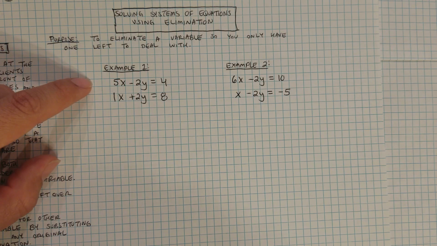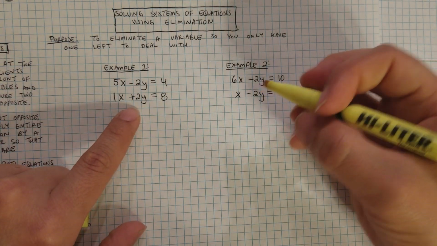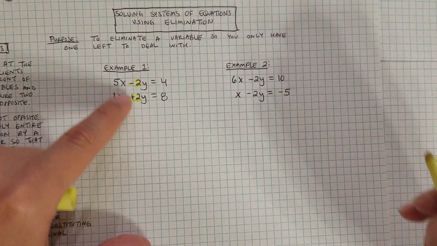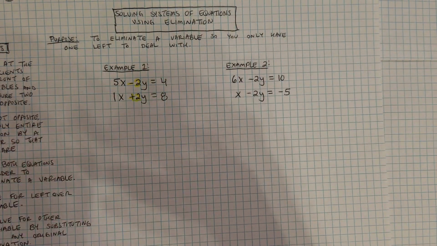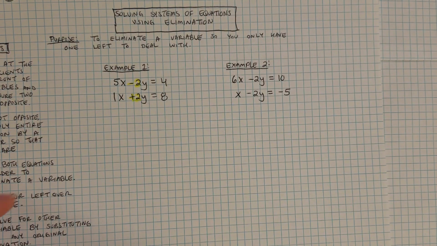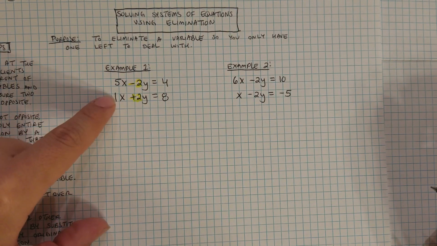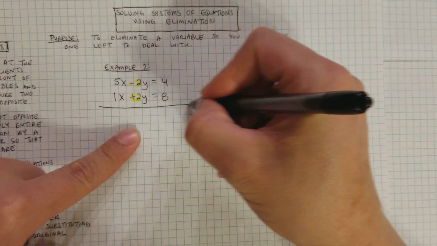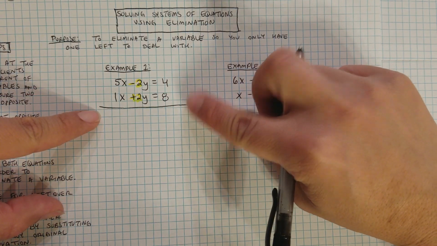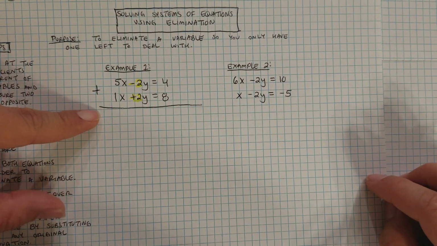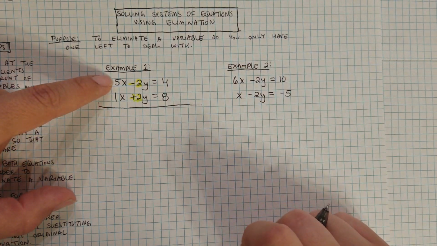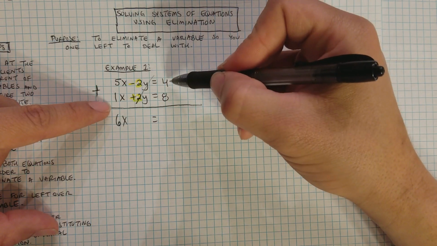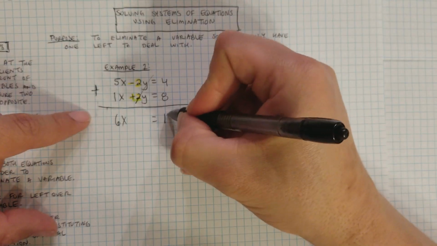Now, something stands out to me right away. In front of the y, I have the coefficients of negative 2 and positive 2. That means they're equal and opposite to each other, which is great, because the method of elimination tells me that if I have two coefficients in front of the same variable and they're opposites of each other, I can always add the two equations together in order to eliminate that variable. So if I add the two equations together, 5x plus 1x gives me 6x. The y terms go away, and I'm left with equals 4 plus 8, which is equal to 12.